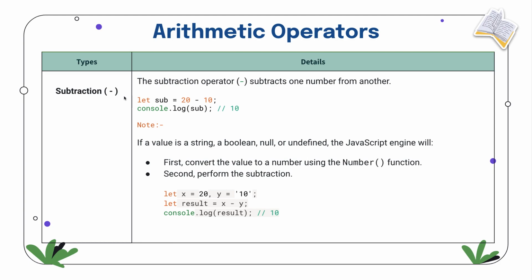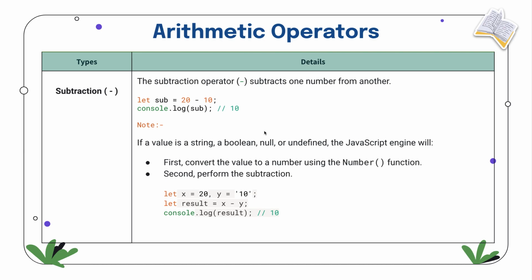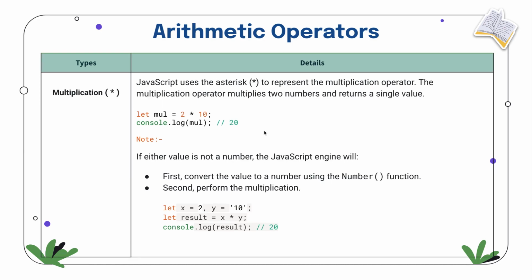It won't operate like the addition operator. It will always work as a subtraction. It will just convert the string or any other value to a number, and then try to perform the subtraction. So let's try the same with 20 and "30". If I do subtraction, it will give the proper value. 20 minus 30 comes as minus 10. It just converted "30" from string into number, and then did the subtraction. So this is the subtract arithmetic operator.